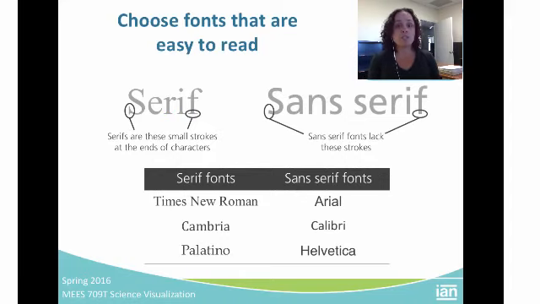So fonts. Make sure the fonts are easy to read. There's two basic classes of fonts. There's serif fonts and sans serif fonts. So serif fonts, the one on the left, you can see the serifs are those little strokes on the ends of the characters. And some examples of serif fonts that are pretty commonly used are Times New Roman, Cambria, and Palatino. On the right, we have sans serif fonts, so they don't have those little strokes at the end of the characters. And some examples of common sans serif fonts are Arial, Calibri, and Helvetica. And generally, sans serif fonts are more readable from a distance. So things like posters and presentations generally use sans serif fonts. I like them for most applications because they have a bit more white space without those little strokes. So it just makes them look a bit cleaner than serif fonts, in my opinion.